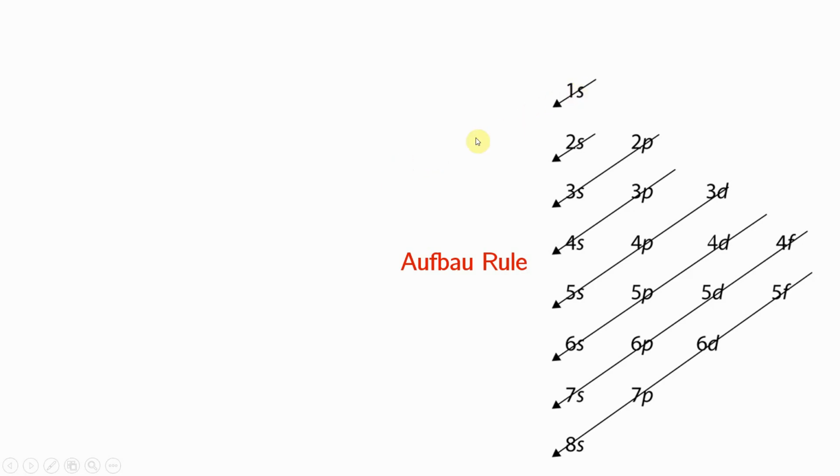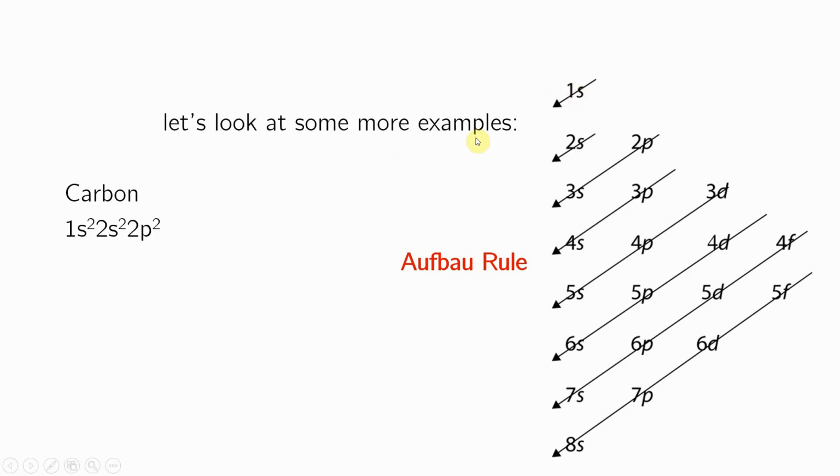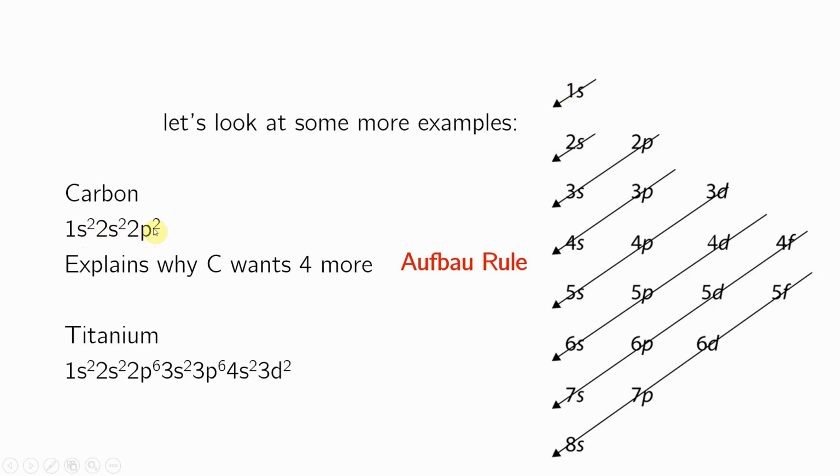So let's look at examples and you'll see it. Carbon has 1s2, 2s2, 2p2. It ends up being that these first three. It explains why it wants to have 4 more, because P can go up to 6. So it wants 4 more. Titanium, and this will show you the Aufbau rule here. It has however many that is. 2 plus 2 is 4, plus 6 is 10, plus 2 is 12, plus 6 is 18, plus 4 is 22. So I have 22 electrons.